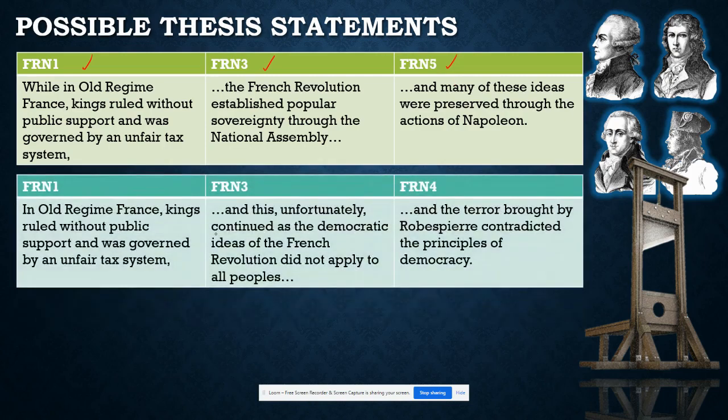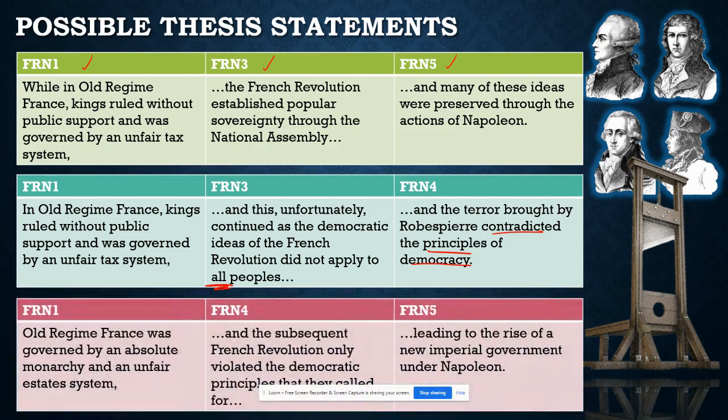Let's take a look at this next one. In old regime France, kings ruled without public support and was governed by an unfair tax system. And this, unfortunately, continued as the democratic ideas of the French Revolution did not apply to all people, and the terror brought about by Robespierre contradicted the principles of democracy. So this definitely shows that the French Revolution was not successful.